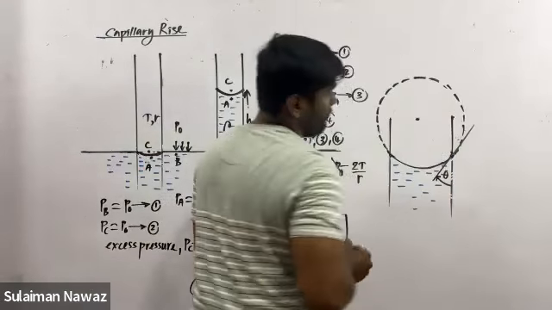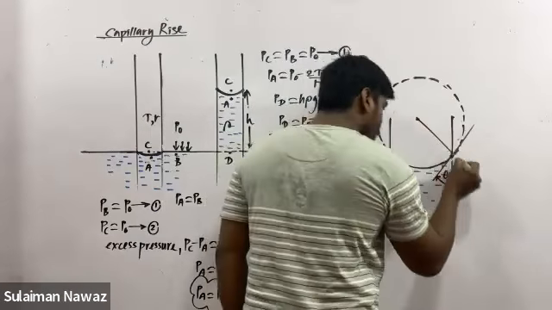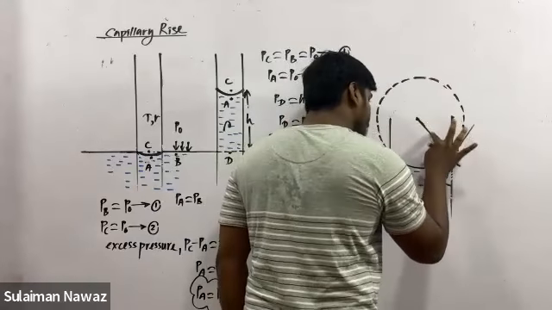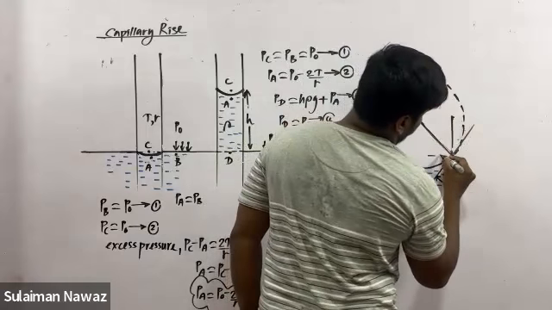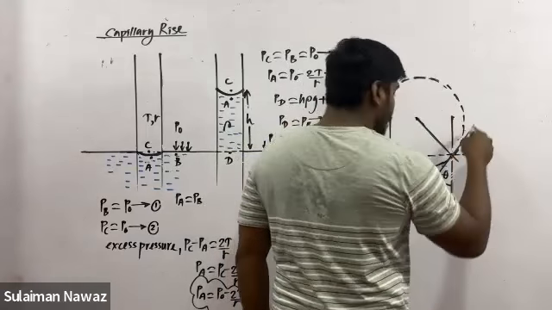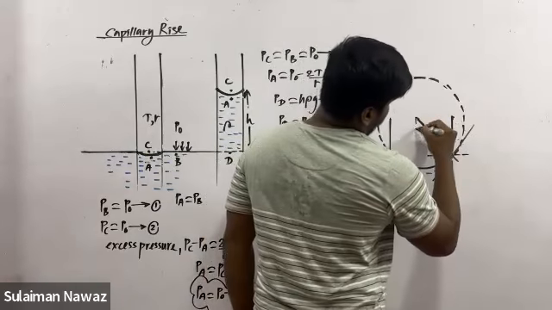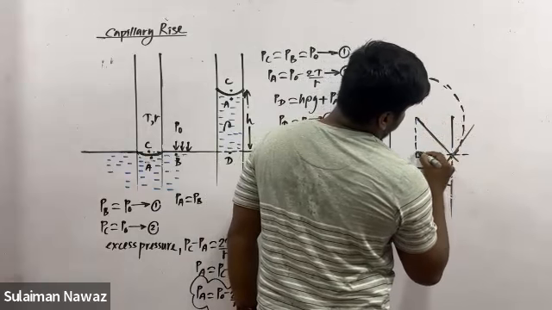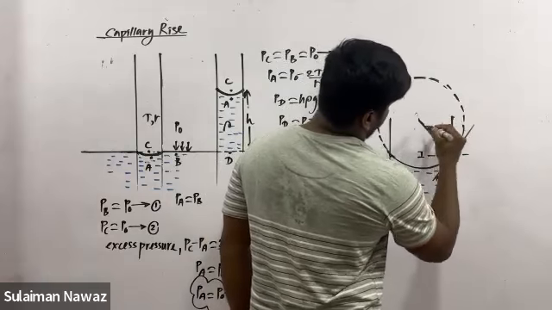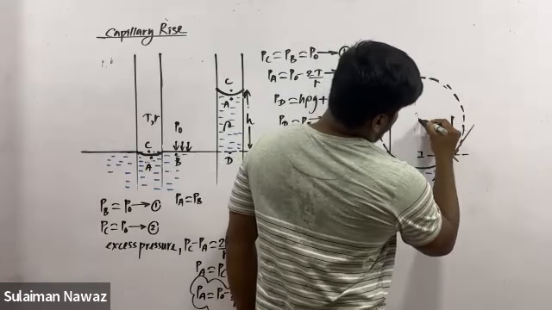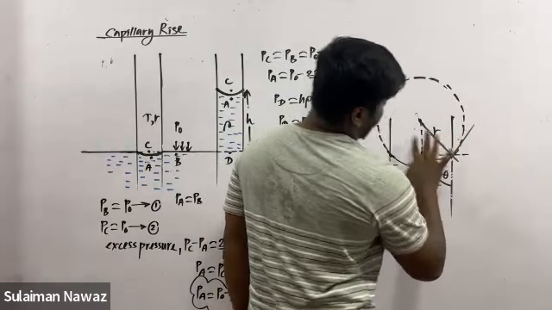Then understand this is the same thing. If I draw a line, this line is perpendicular to the tangent line. This line is perpendicular to the tangent line. Then this is the simple radius of curvature. This will be your capital R.